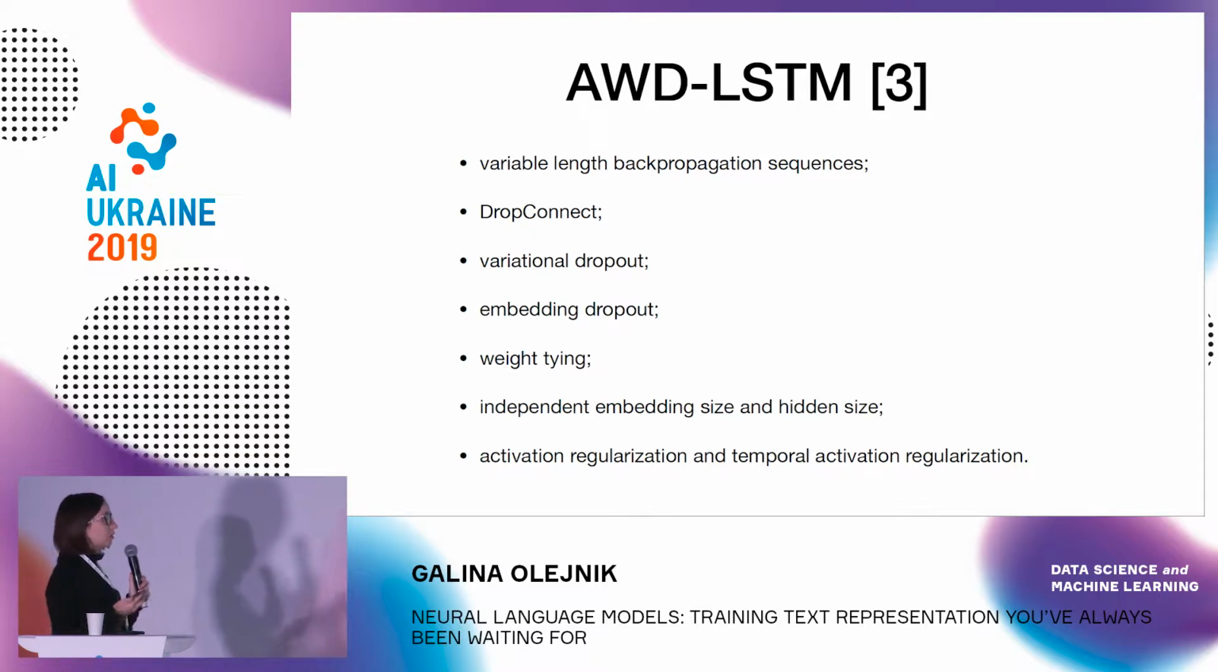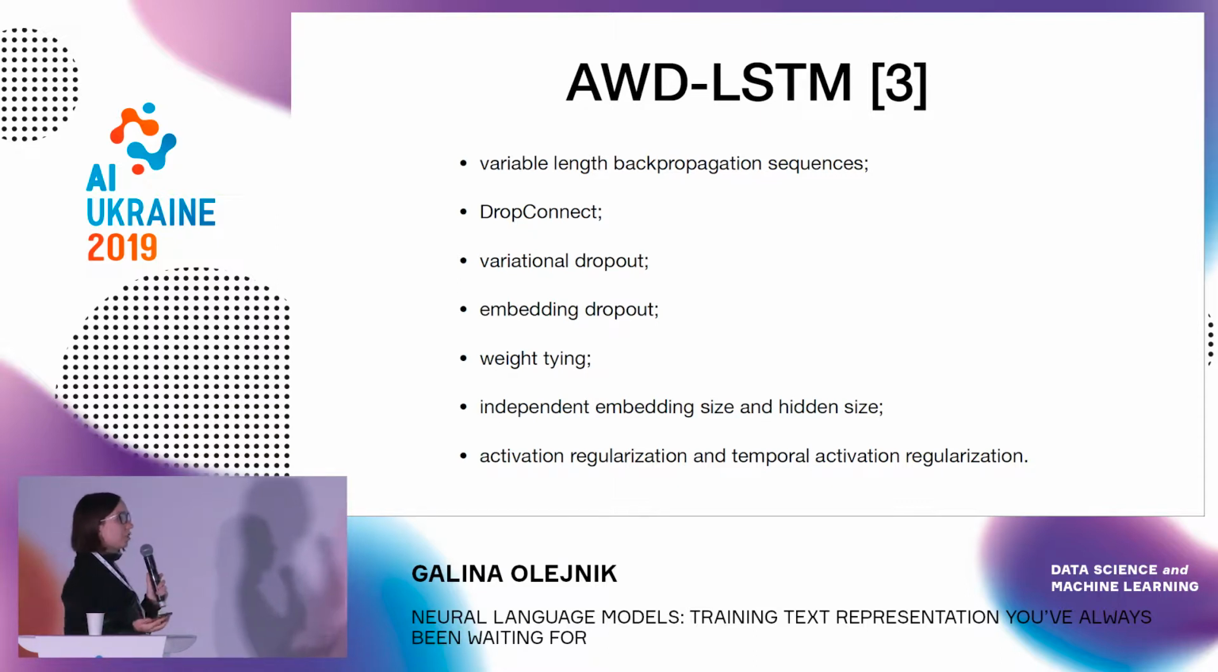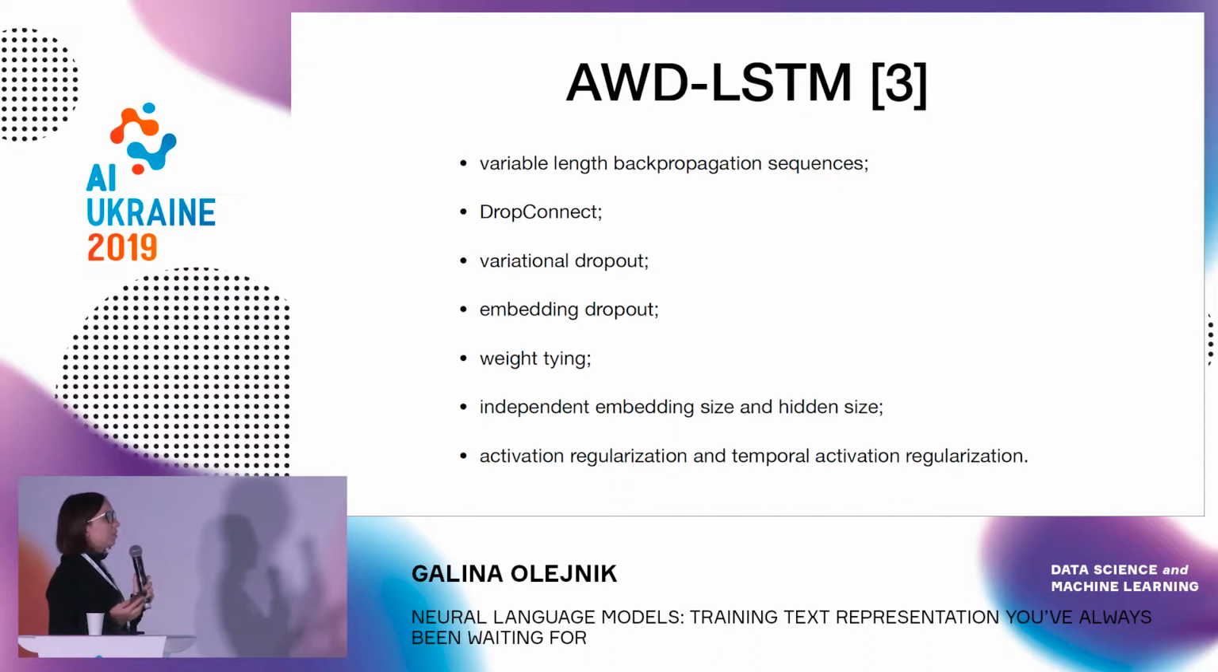Embedding dropout is dropout for embedding matrices. Unfortunately, it is not really used in production. Everybody thinks that we can use dropout only for hidden layers and for the inside of our neural network. But also for our word embeddings, we can have a dropout.